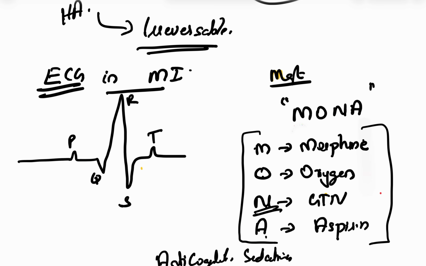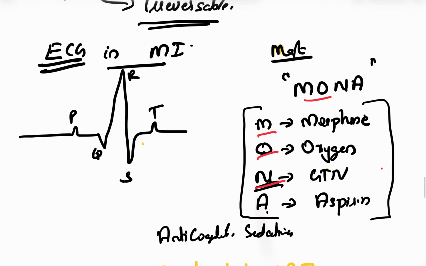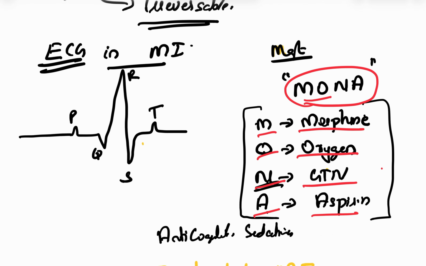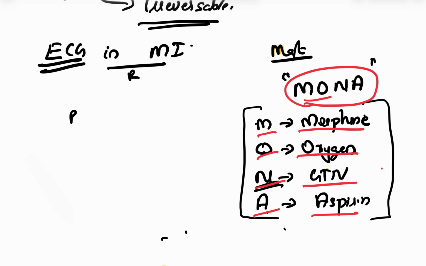And then we studied about the management of myocardial infarction. Remember MONA: morphine, oxygen, nitroglycerin, and aspirin. So remember MONA for myocardial infarction management. These are the medications immediately given to patients if a myocardial infarction is suspected.